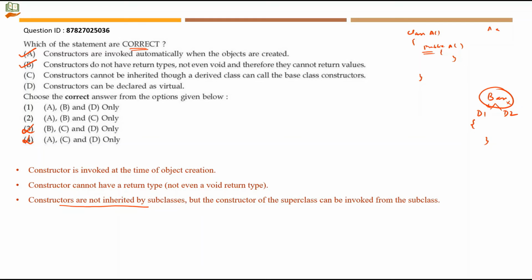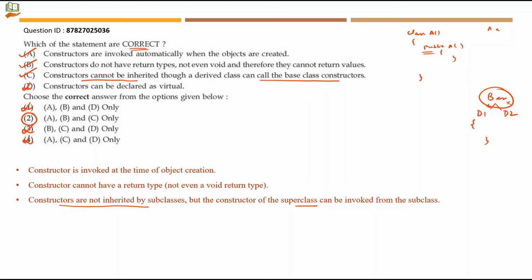So constructors cannot be inherited. It is right. Though a derived class can call the base class constructor is what this statement said. So C is also right. So if I mark A, B, C as true, obviously we know D is false. And option 1 is also ruled out. Option number 2, A, B and C will be the right answer.